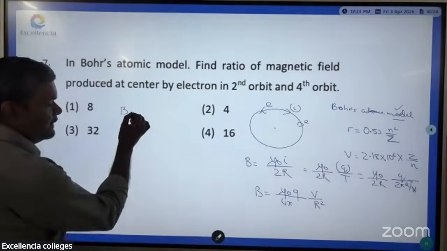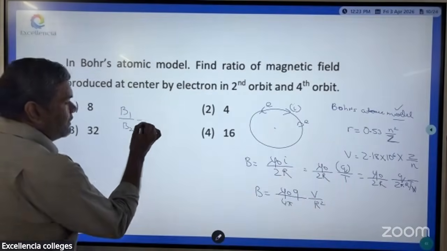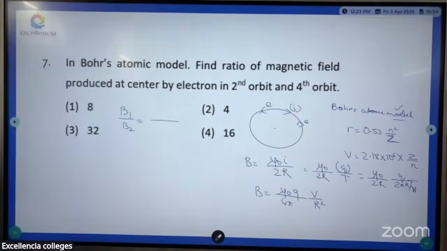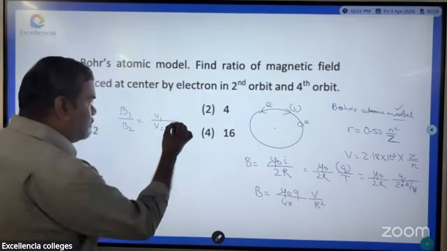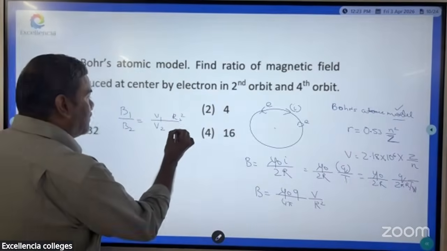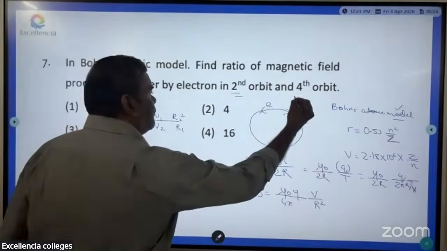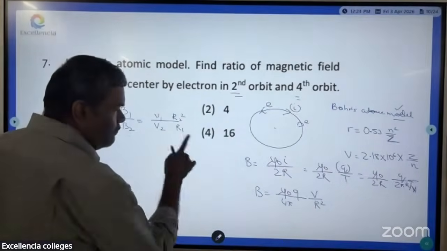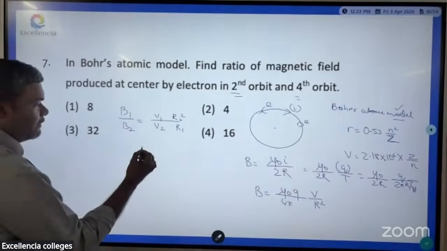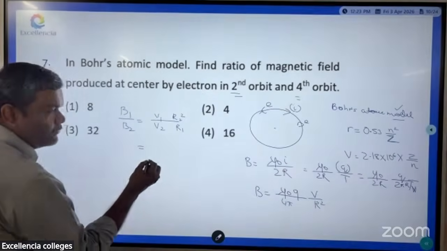And this will be B, therefore, B1 by B2. We have to compare basically. So B1 by B2, if I compare here, it will become v1 by v2 into R2 squared by R1 squared. That's the value here, the magnetic field in the second orbit and fourth orbit.